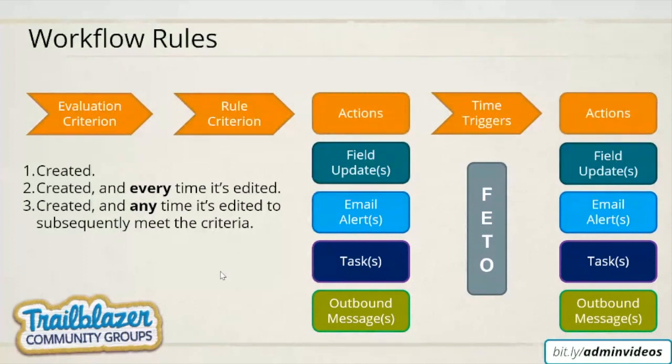Evaluation criteria basically determines when you should check whether you need to run this automation. Evaluation criteria can be created, or created and edited. If you set it to created, it would only run when the record is created the first time. It would only check at that point in time, and if the conditions are met, it will run the actions.